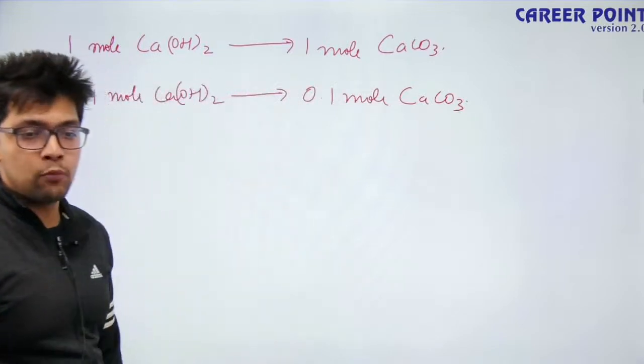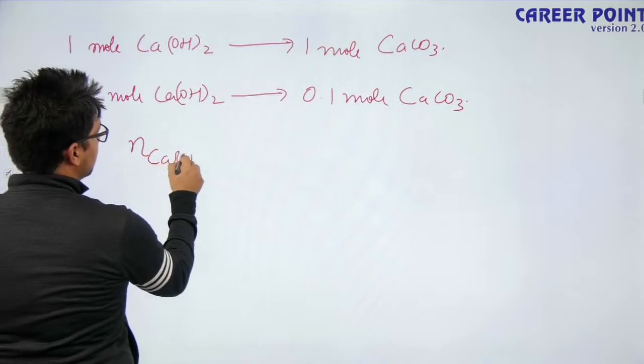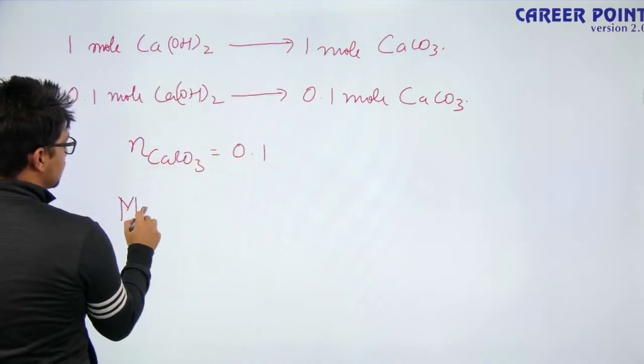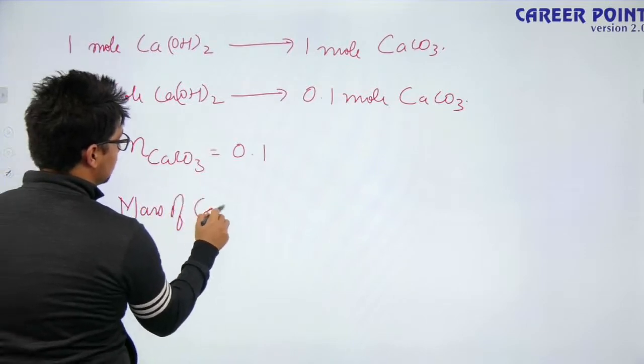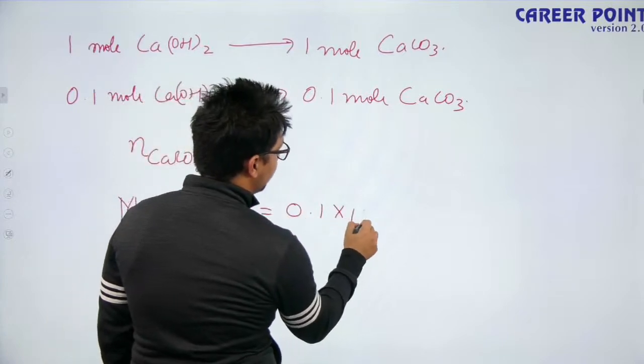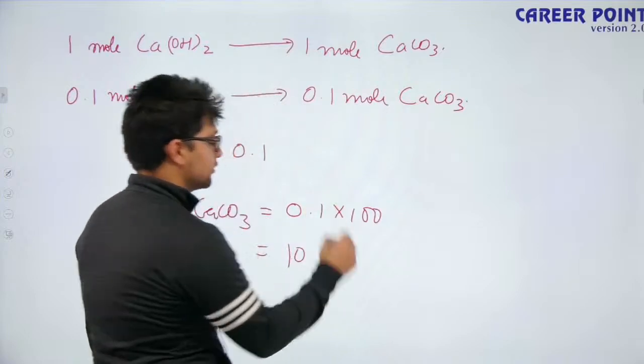So we have moles of calcium carbonate produced. They are coming out as 0.1, but we have to find the mass. So mass of calcium carbonate is 0.1 times 100, which gives the answer, 10 grams.